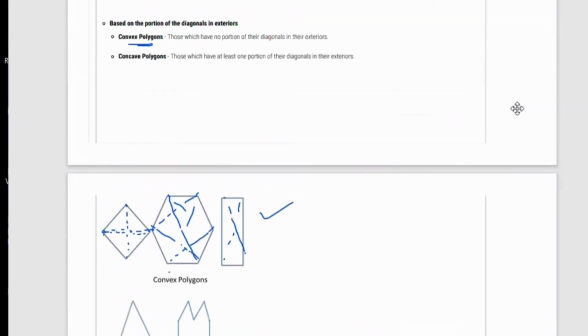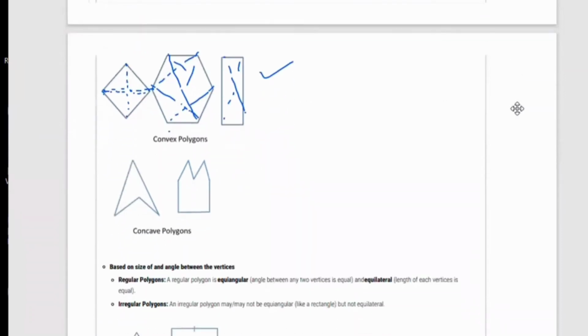Next one is the concave polygon. This is the opposite of convex. Those which have at least one portion of their diagonals in the exterior. All these are interior, so convex. If any one diagonal or more than one diagonal is exterior, see, this diagonal is exterior here and this diagonal is interior. No doubt one more diagonal will be inside, but if one or more than one diagonal is exterior, that is a concave polygon. Based on whether diagonals are interior or exterior, these are the types: concave and convex polygons.